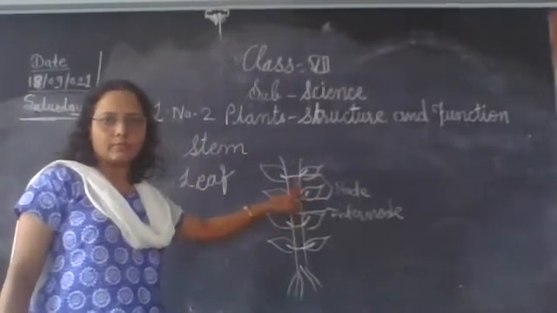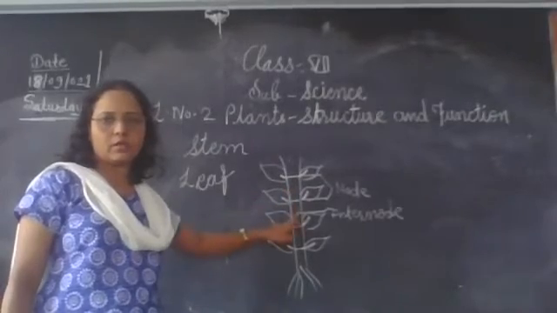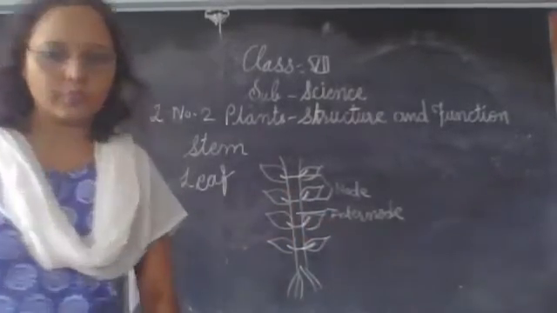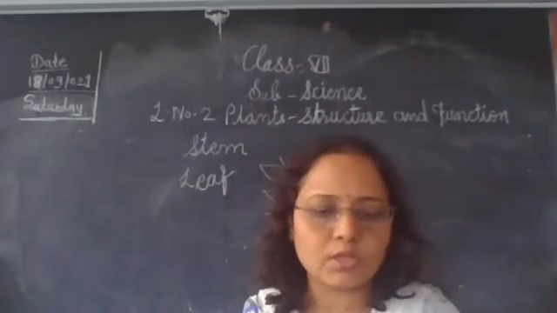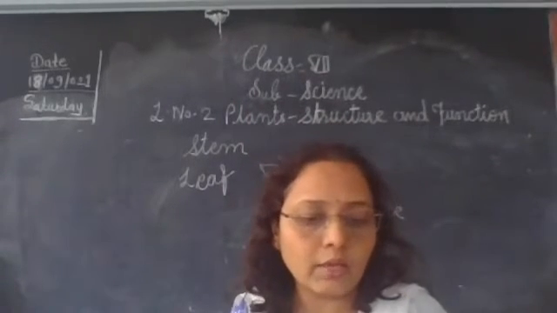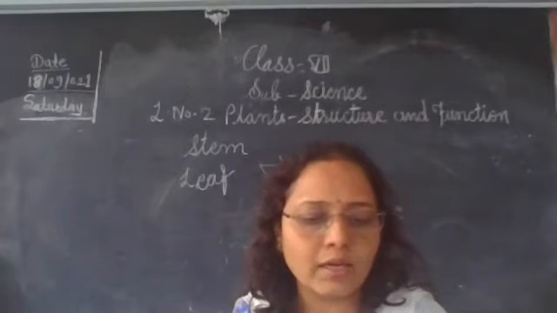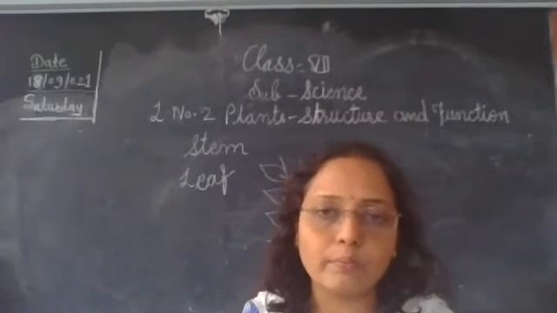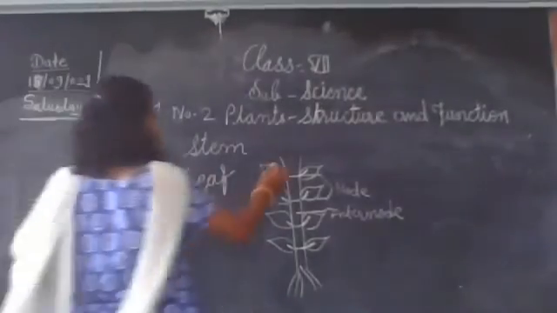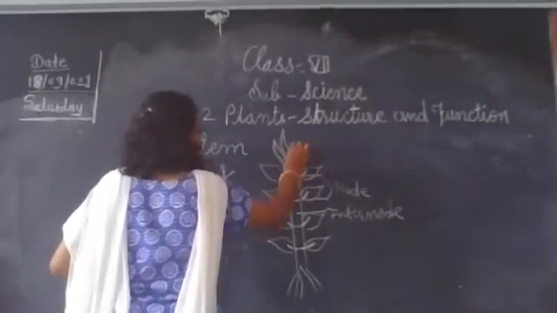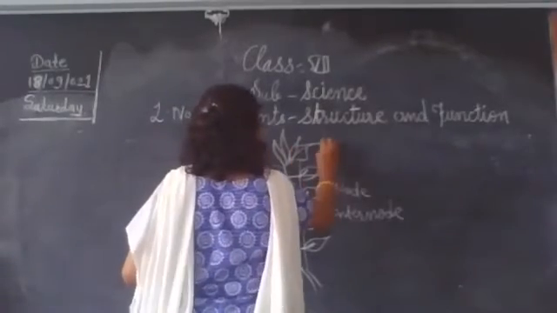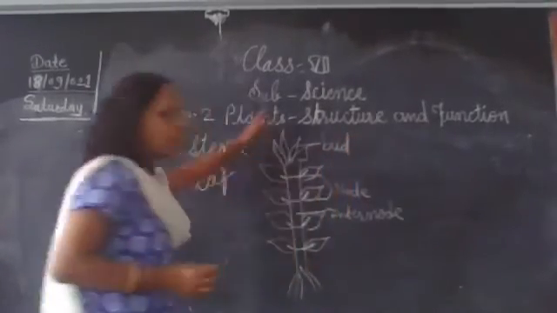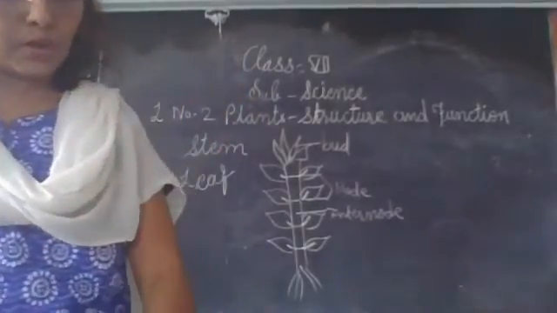Here is the node, and in between two nodes is the internode. The part of the stem between two nodes is called internode. The tip, the apical end of the stem, is called the bud. That is the growing tip. The growing tip is called bud, and it grows further.